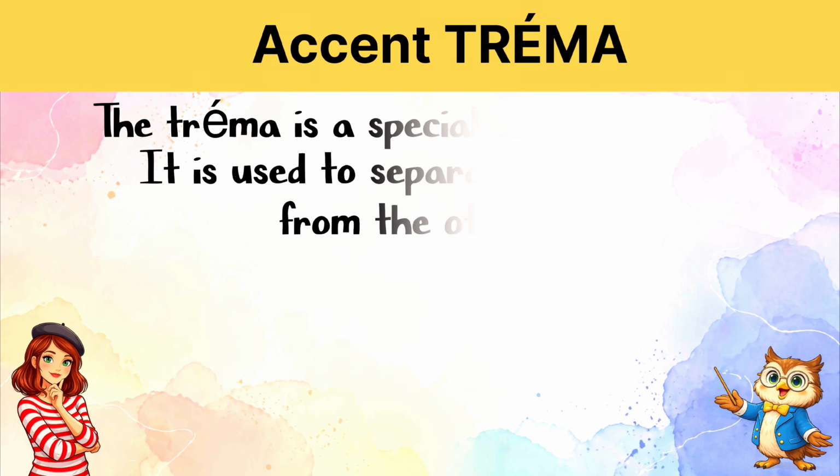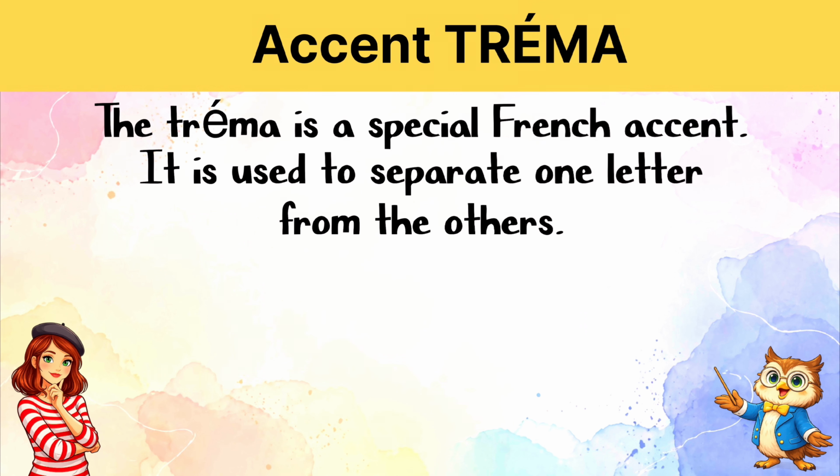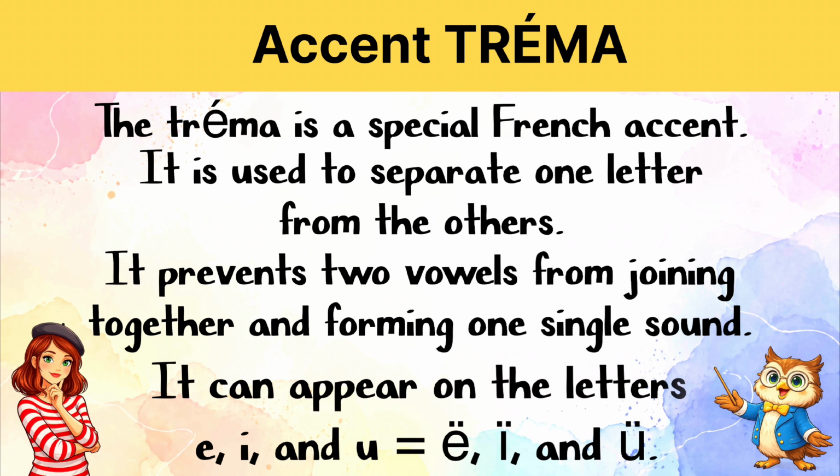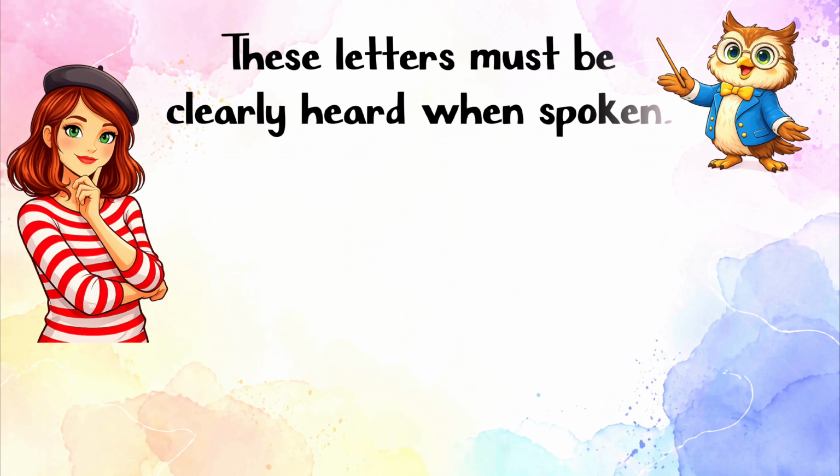The accent tréma is a special French accent. It is used to separate one letter from the others. It prevents two vowels from joining together and forming one single sound. It can appear on the letters E, I, and U, and it sounds like A, E, and U. These letters must be clearly heard when spoken.